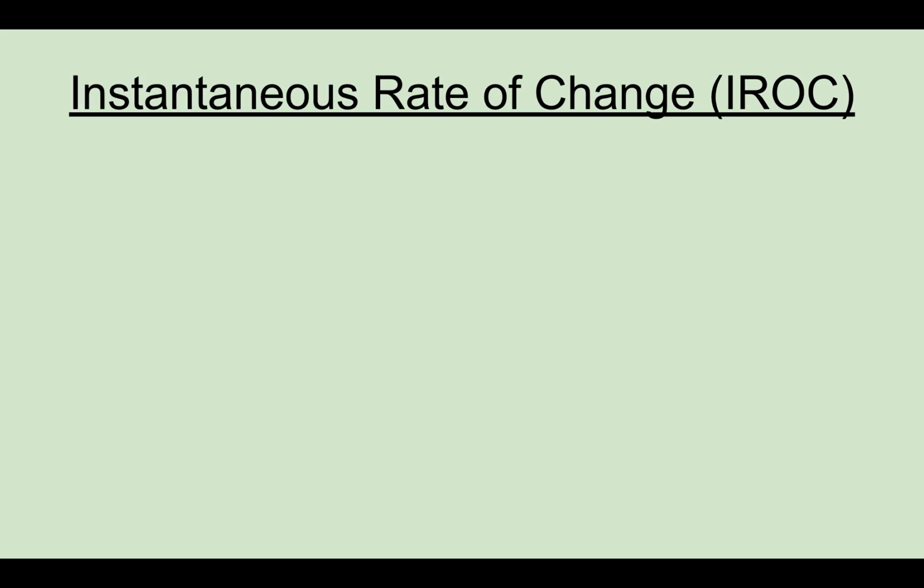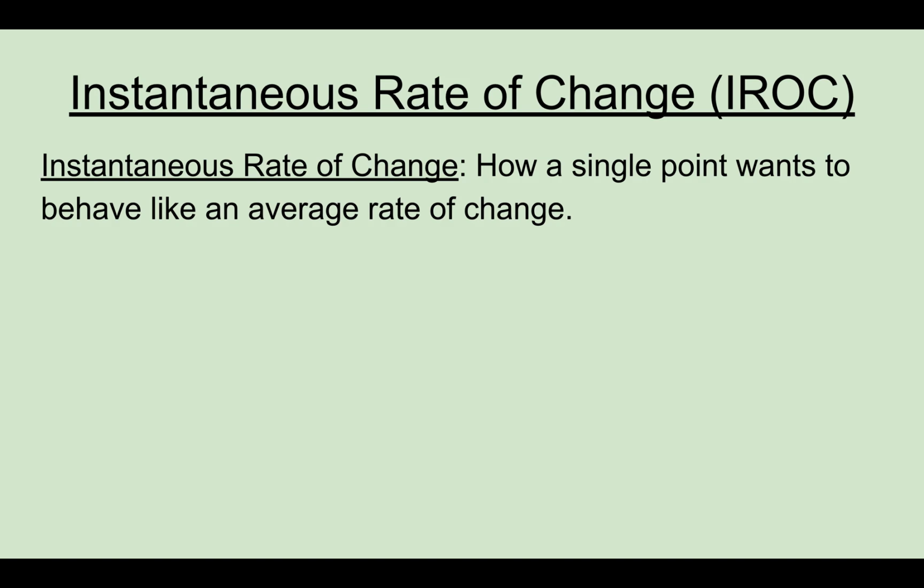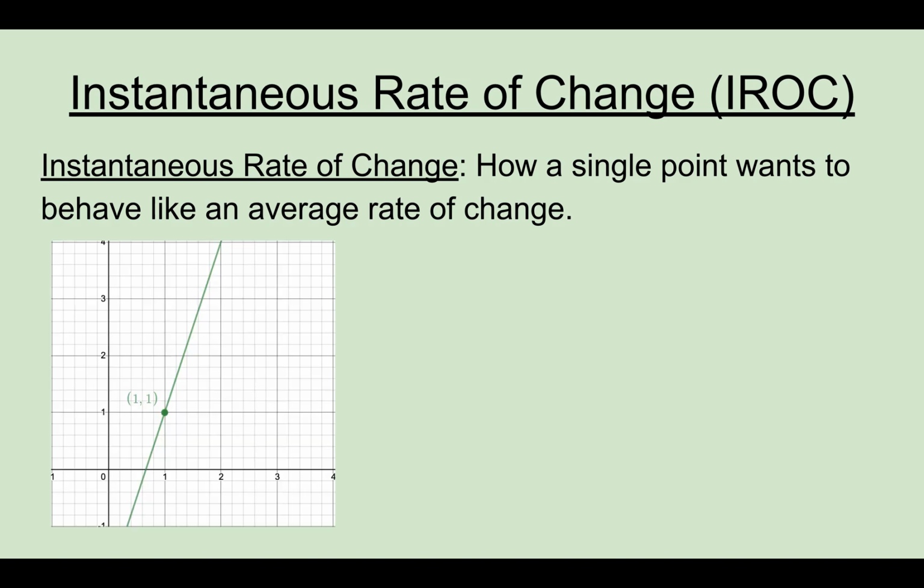All right, let's talk about instantaneous rates of change. So an instantaneous rate of change is simply how a single point wants to behave like an average rate of change. Right? So it's at the single point, at this one point, where does it really want to go? What line does it want to be on? That's kind of the idea. So it's something like this. Let's say I have a single point. This green point really wants to follow this green line, all right?